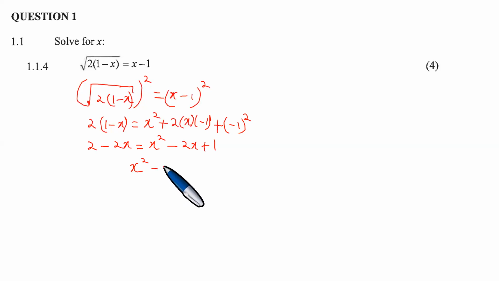And then now we group like terms. So we have x squared. We transpose the minus 2x to the other side. It finds on the other side minus 2x, and we add 2x plus 1. And then we have minus 2 equals 0. And then we have x squared minus 1 equals 0. Okay, good. We are here now.